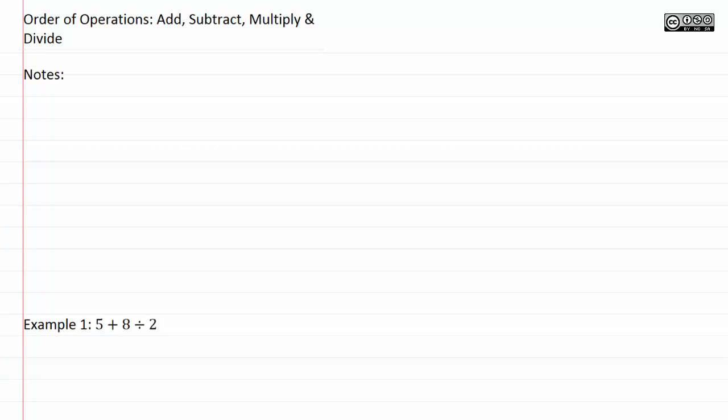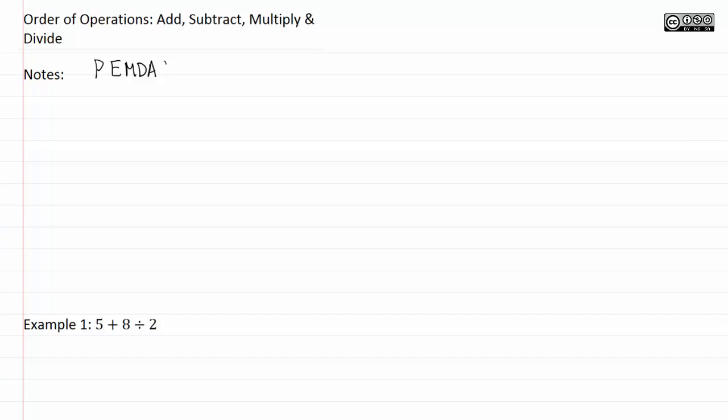In this lesson, we're going to talk about order of operations: add, subtract, multiply, and divide. This is similar to the lesson before, but we're going to be adding a little bit more complexity. So we're still going to use PEMDAS because that's how we simplify expressions mathematically.